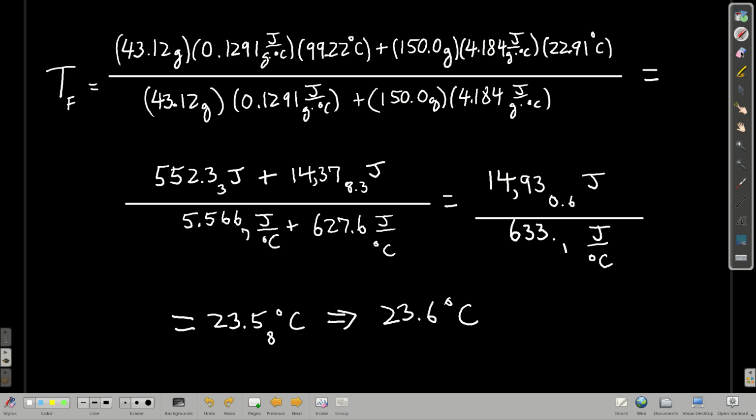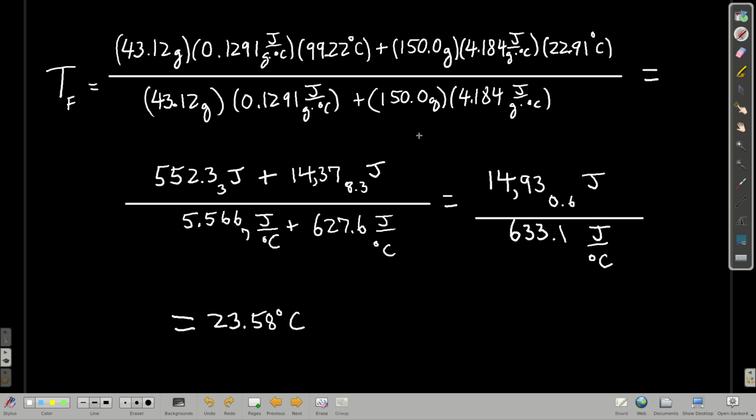And then when we do the addition on top and bottom, we get these two numbers. Notice how the units cancel. Joules over degrees Celsius gives us degrees Celsius. And we end up with 23.58 degrees Celsius. Let me fix that. And there you go. That is the final temperature of the system.